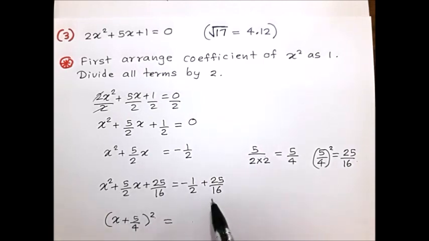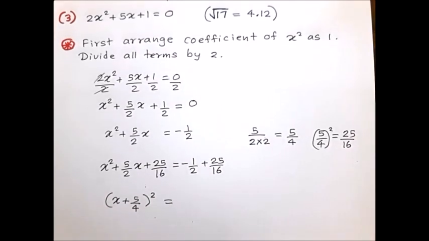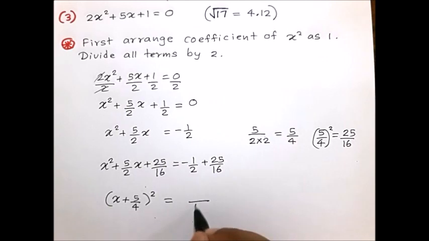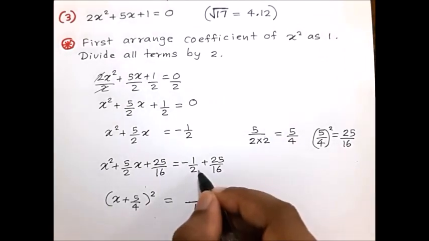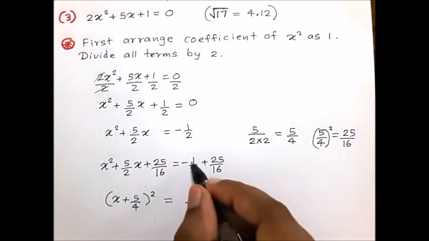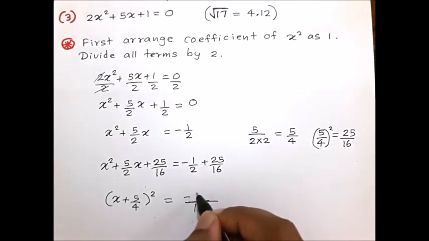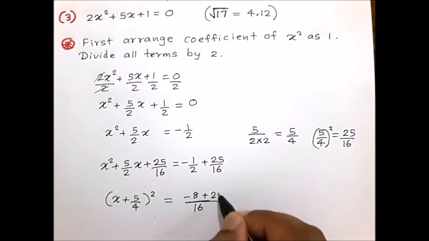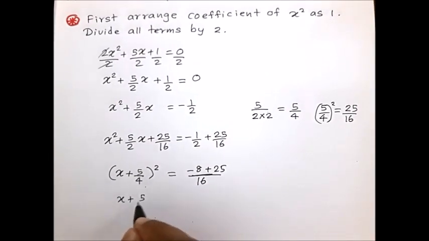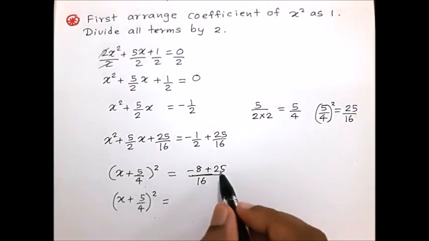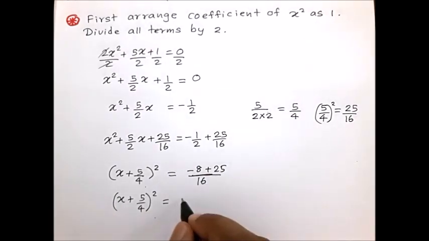Then on the right hand side, to simplify this one, take the common denominator. It is 16. Multiply this one by 8. 2 multiplied by 8, 16. Then minus 1 multiplied by 8, it is minus 8 and plus 25. X plus 5 over 4 to the power 2 equals minus 8 plus 25 over 16, it is plus 17 over 16.